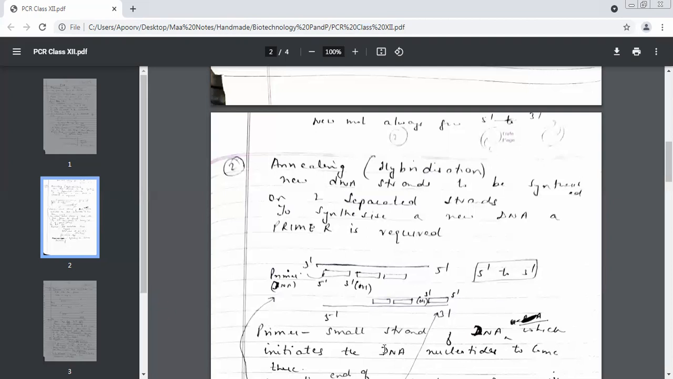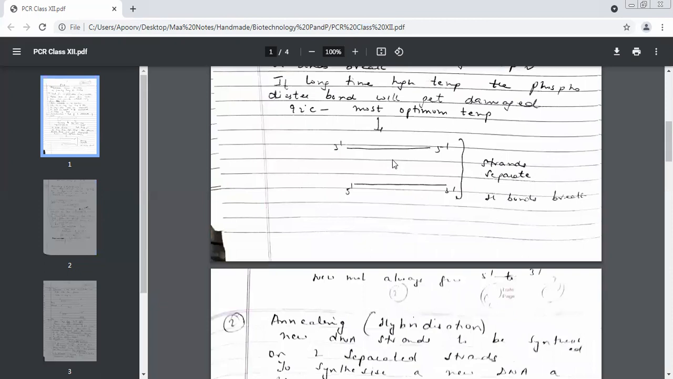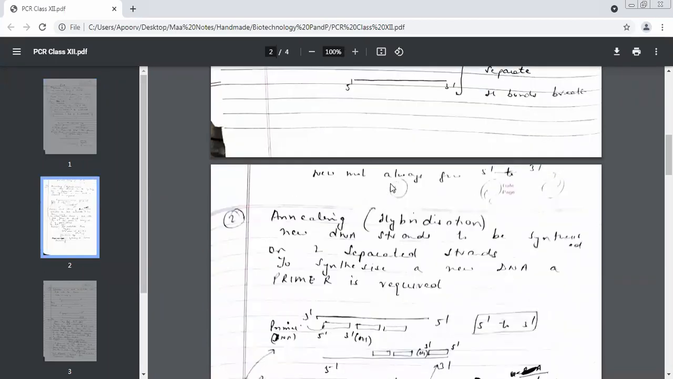Now you have to make a new strand of DNA. You have got how many strands of DNA? After denaturation, we got 2 separate strands instead of a double-stranded DNA. What do we have with us? 2 separate strands. Remember this from here onwards. We have 2 separate strands of DNA.